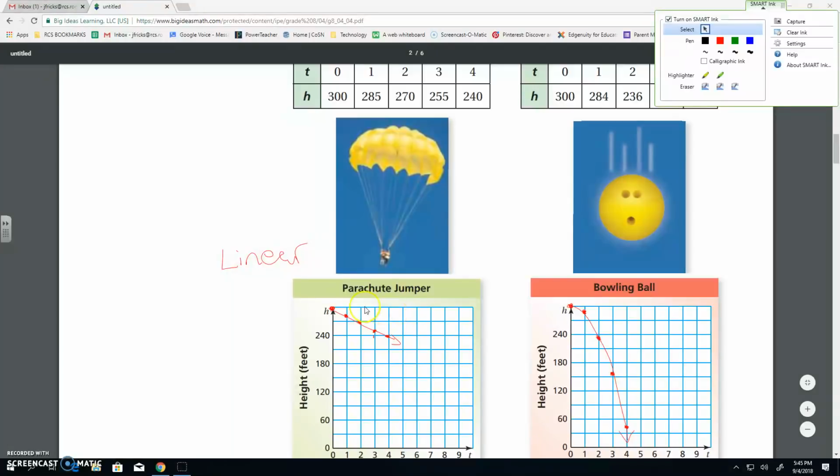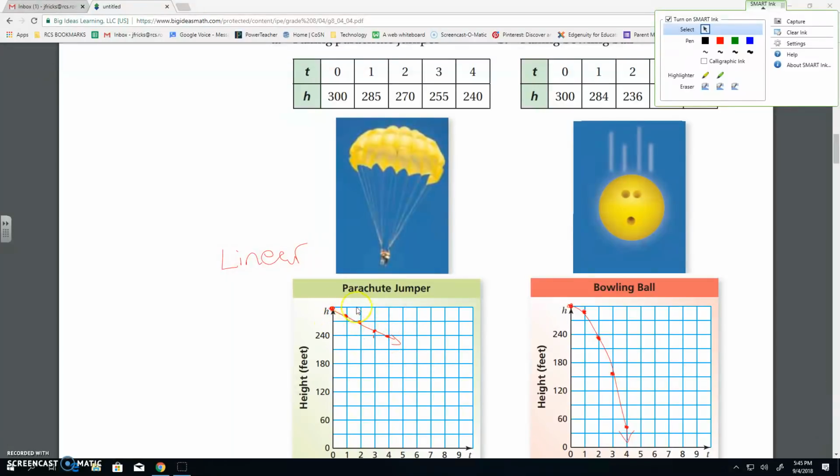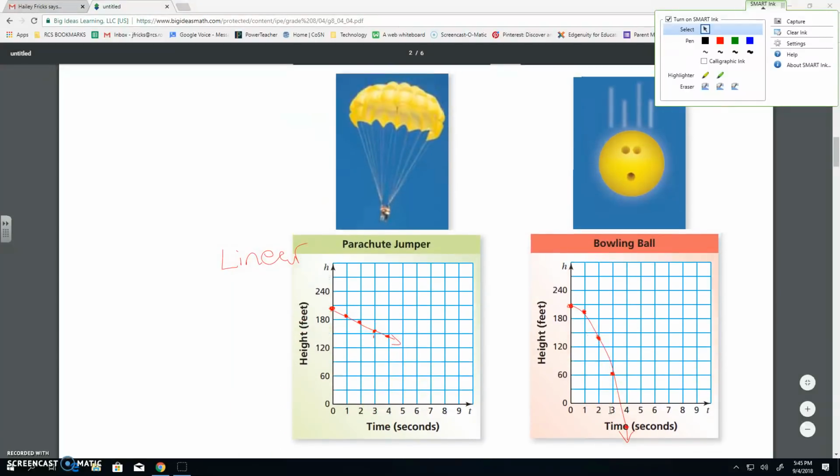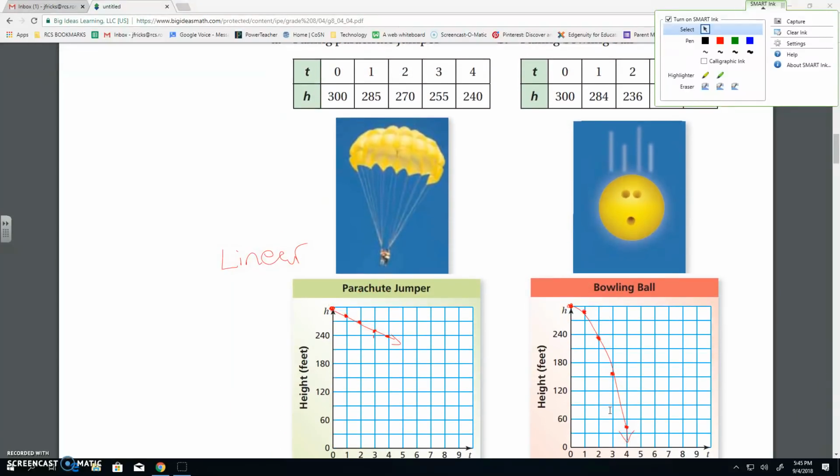We would say the parachute has a constant speed because if you notice, the slope of the line seems to be decreasing at the same rate. But if you notice, the bowling ball is going much faster downward, so that must be the increasing speed. So that would be our example here for our answers. Alright, so go ahead and make sure you have that down. You should have linear on the left side. Bowling ball will be non-linear.